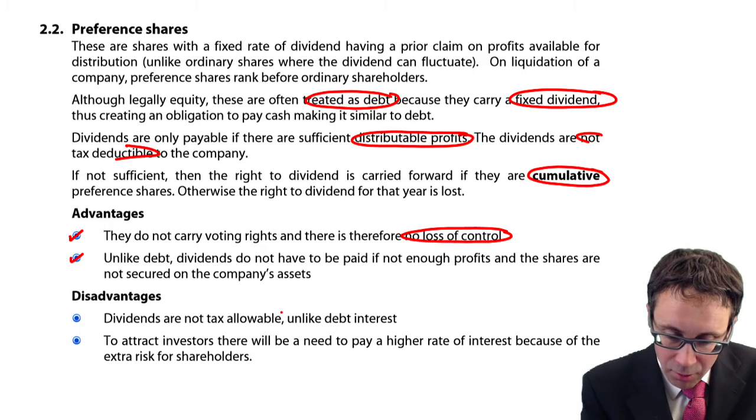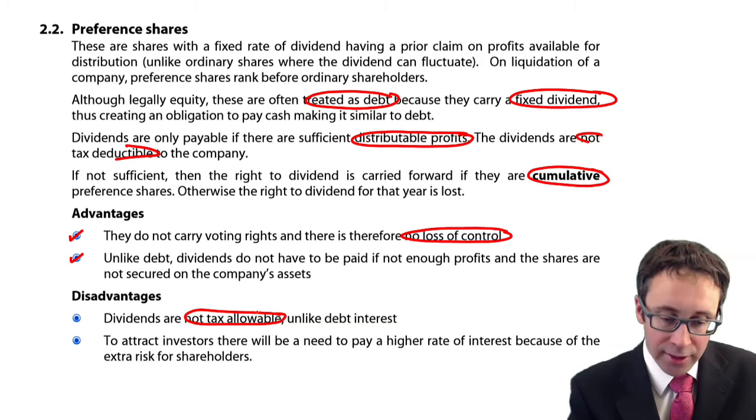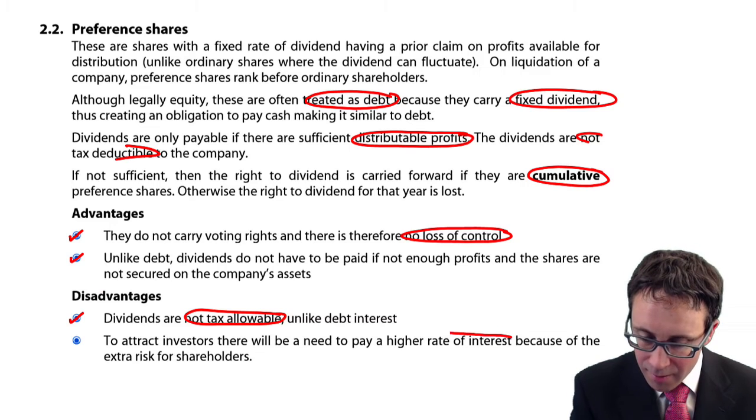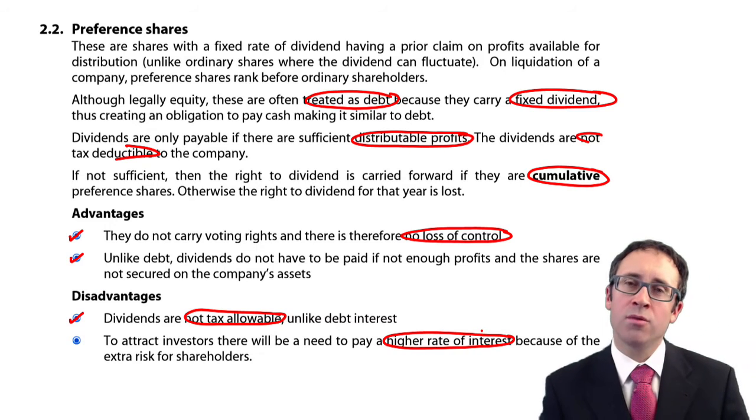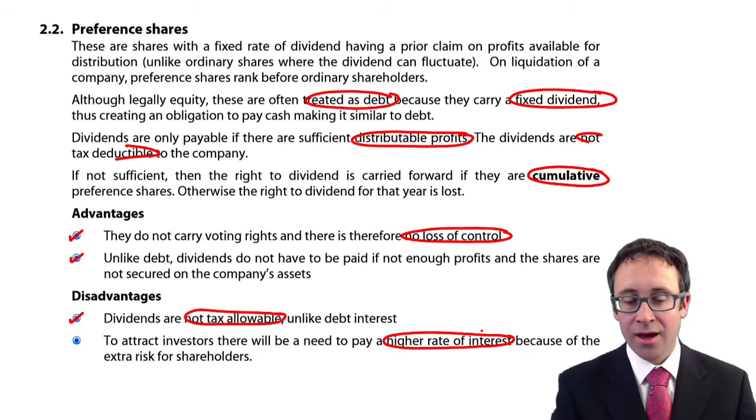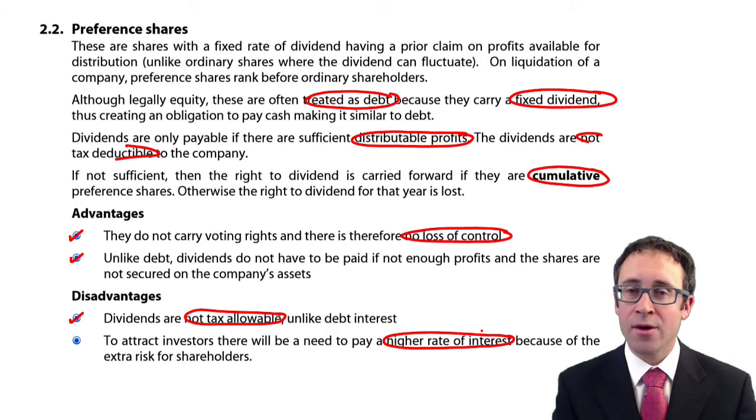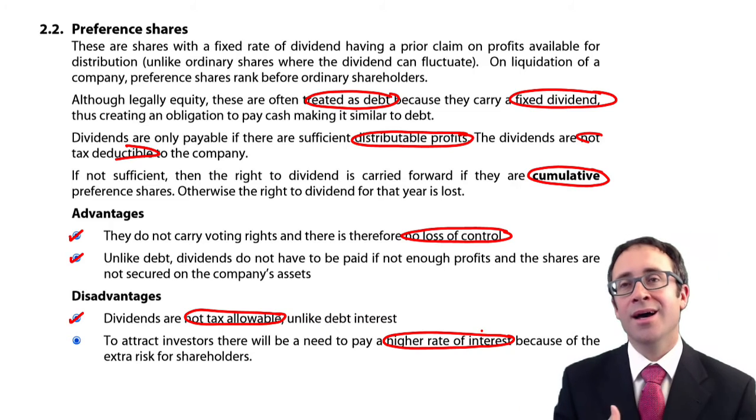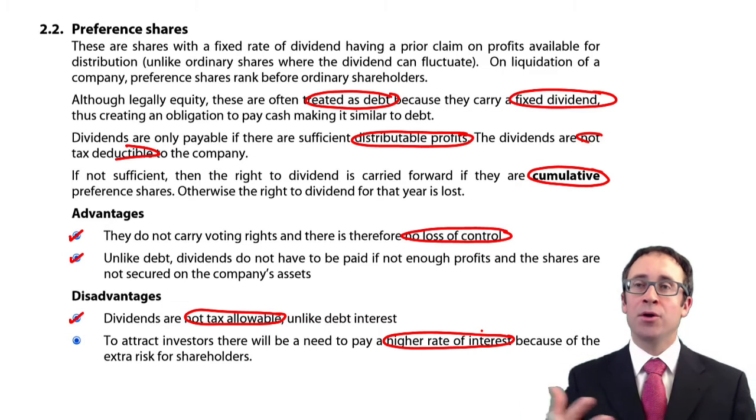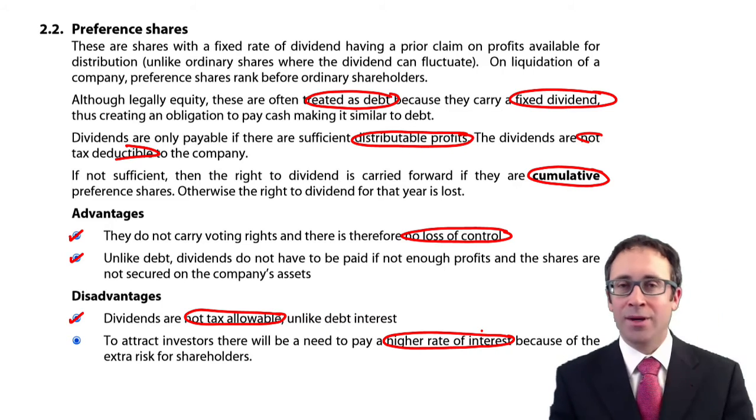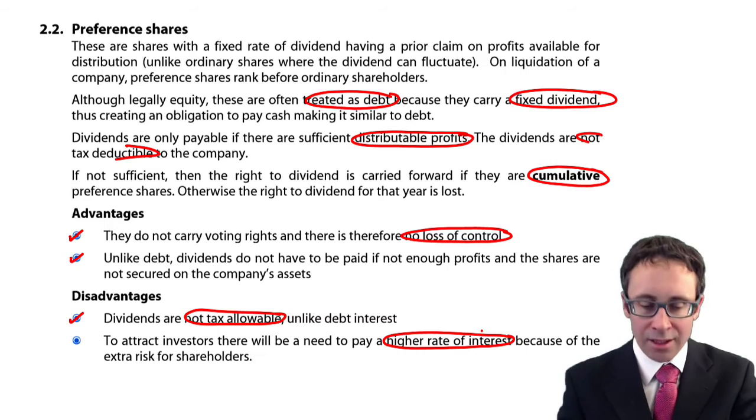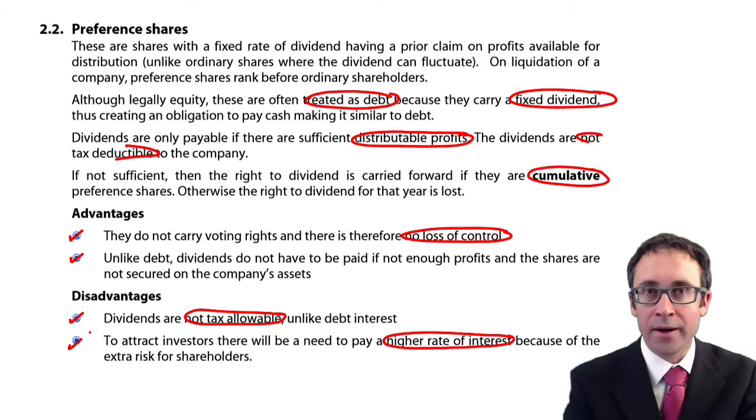Disadvantages, not tax allowable. We've mentioned that already, so that makes them a little bit more expensive, doesn't it? And then what you've got there, you may have to pay a higher rate of interest than what you would just on your standard bank borrowings. Why? Because effectively these preference shares are unsecured. The only way you get your money back is on repayment, and if the company cannot pay, the investor cannot come back and make a claim on your assets unless the company is then liquidated. So it is an unsecured form of debt finance, and if it's unsecured, as we said a few minutes ago, it's a little bit more expensive, isn't it?